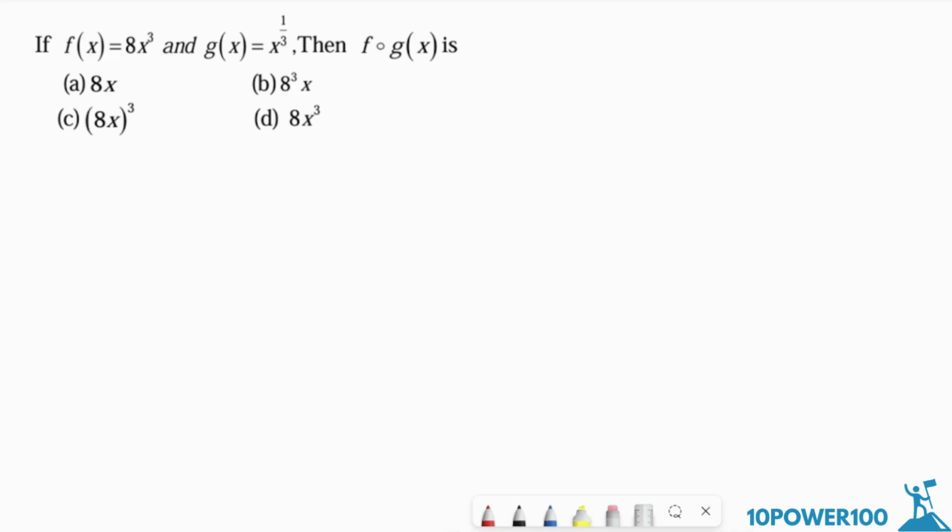Next question. f of x is equal to 8x cube and g of x is equal to x power 1 by 3. Then f of g of x, that is fog. So let's calculate fog, that is f of g of x. The expansion form of f of g of x is: first write f like this, take a square bracket and g of x. So f of g of x, we got it.